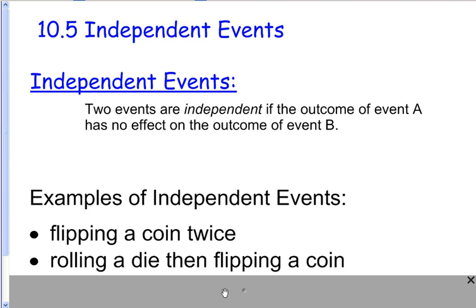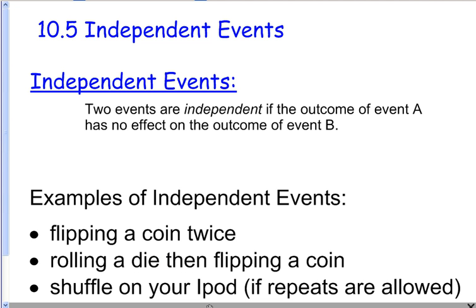If you roll a die and then flip a coin, whatever that die comes up, that has nothing to do with how the coin was flipped. And so these two events are completely independent. And then lastly, if you have shuffle on your iPod, if you allow repeats, now I'm sure the iPod has some algorithm that says don't repeat the same song right after itself. But let's just say it was truly random, just randomly selected one song and then randomly selected another song. It could, in theory, randomly select the same song back to back. So if you play, I don't know, Poker Face by Lady Gaga, if your iPod plays that, it could play it again next, or it could play something else.